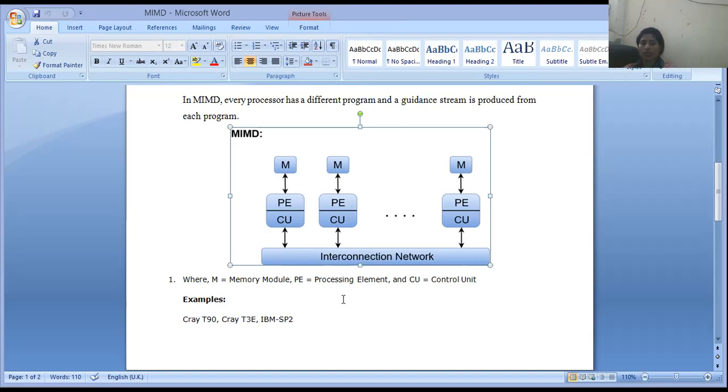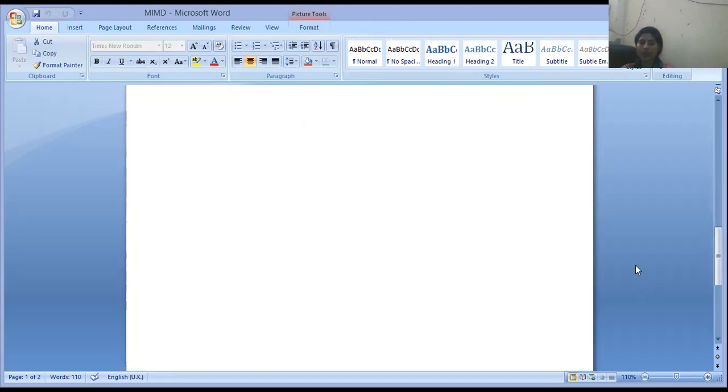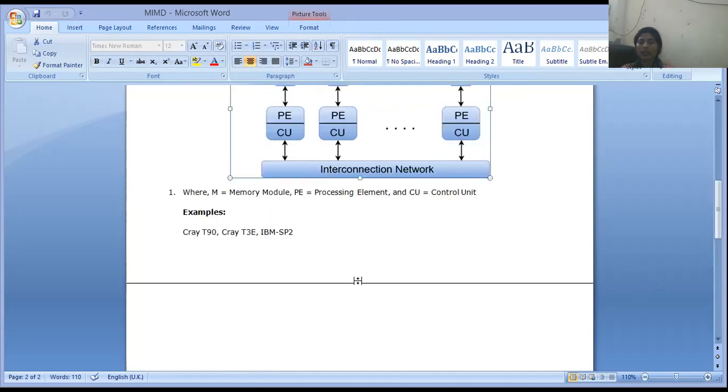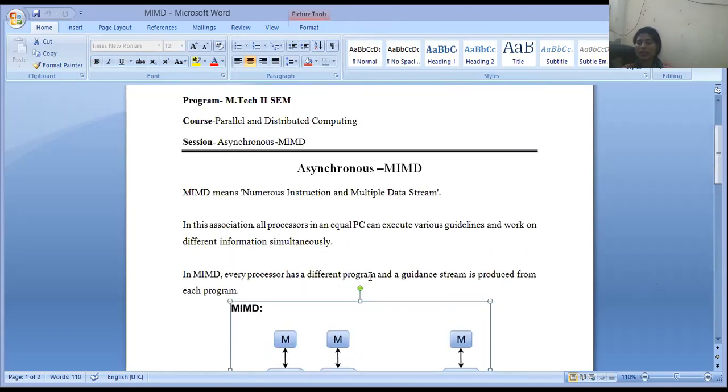Okay, now comes the next topic, SPMD. Before starting SPMD, I want to say that please read these sessions from different standard books and multiple online sites where this is available, like Javatpoint, tutorialspoint, and GeeksforGeeks.